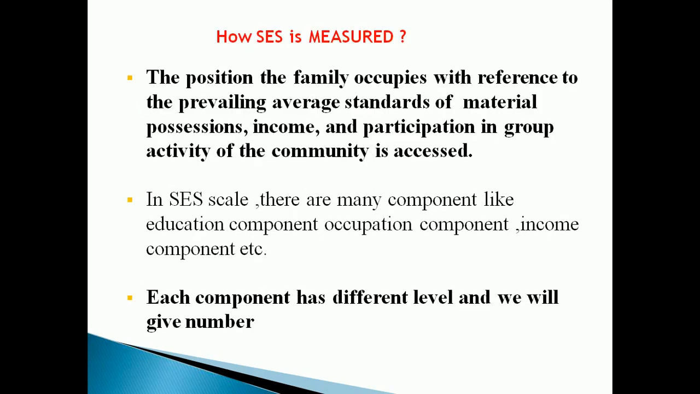Okay. So how is socioeconomic status measured? As you all know, what is socioeconomic status? That means the position a family occupies with reference to the prevailing average standards of material possessions, income, and participation in group activity of the community. Already we discussed the definitions. So in a socioeconomic status scale, there are many components like education, occupation, income, all this. Each component has different levels, and we have to give a certain number to that particular group or particular people to assess the socioeconomic status.